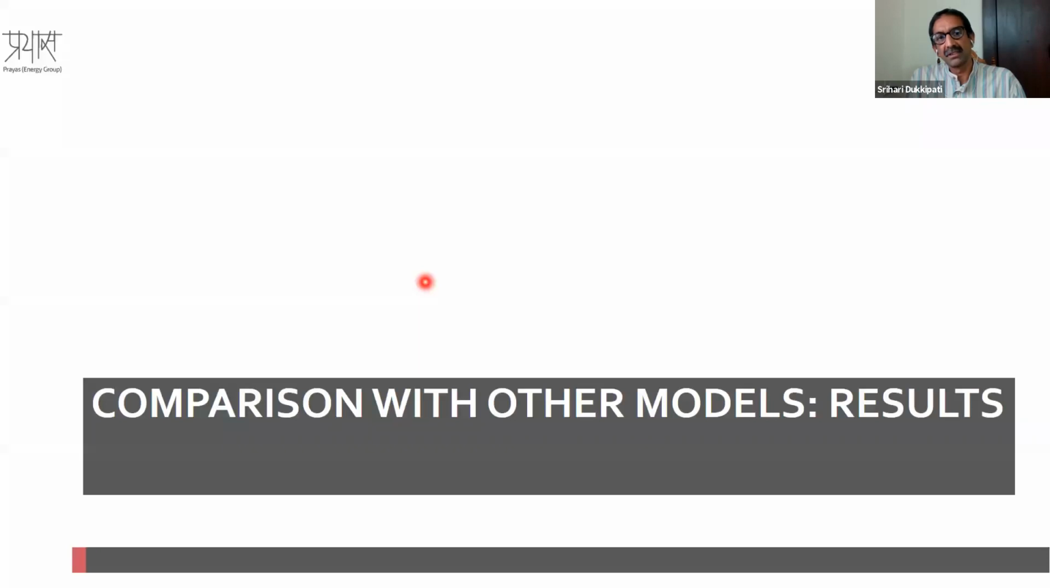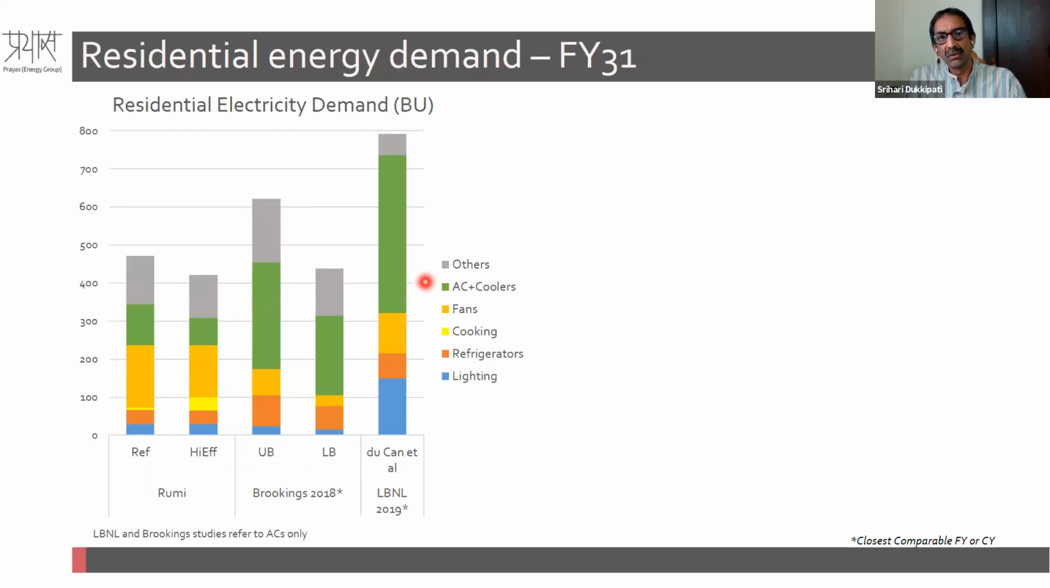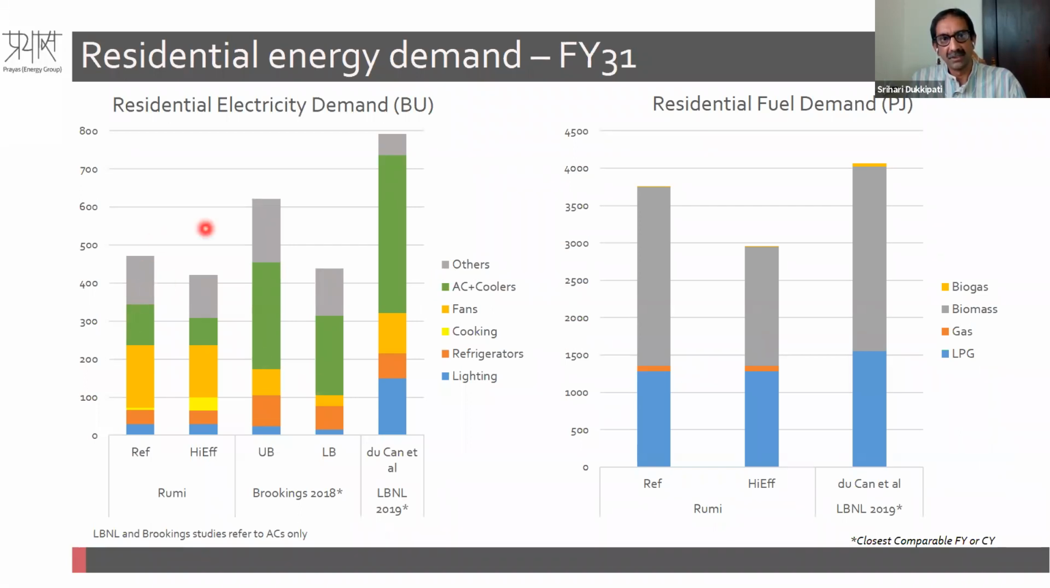I will skip the comparison with other models, but we'll go over it very quickly, just to talk about the residential energy demand, and I'll skip a couple of slides later in the interest of time. When we compare the estimation of demand in Rumi with other models, one thing that we see as significantly different is the demand from fans. The demand from fans is higher in Rumi, and the demand from ACs is lower in Rumi compared to some of the other projections that we've seen recently.